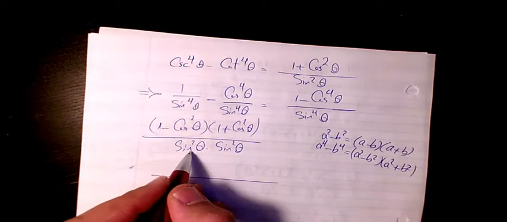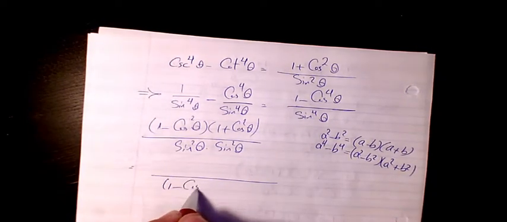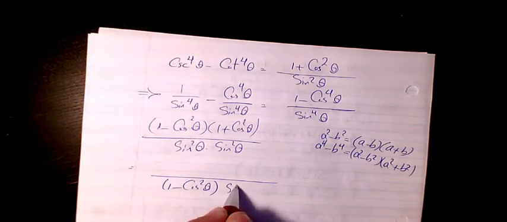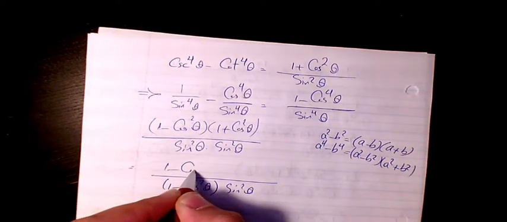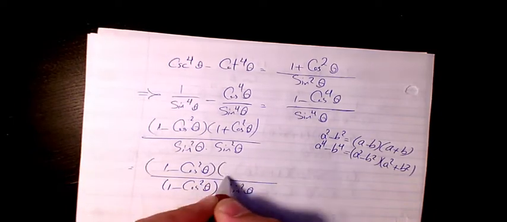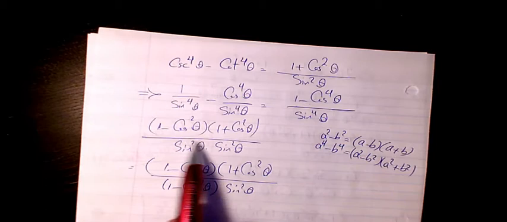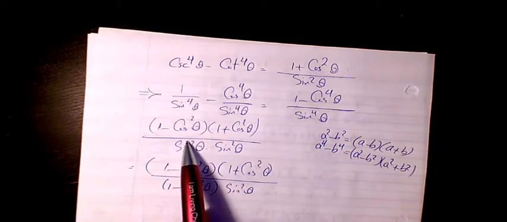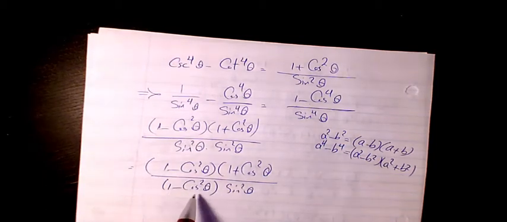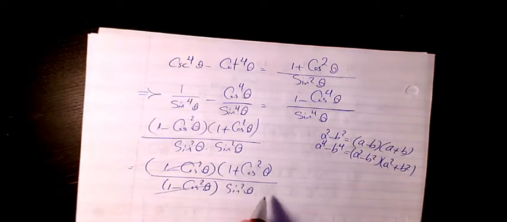And next step, instead of sine squared theta, I can write 1 minus cosine squared theta times sine squared theta, 1 minus cosine squared theta, 1 plus cosine squared theta, here and here. Okay, so what I did here, I converted one of these sine squared to 1 minus cosine squared theta. So these two cancel out, they are the same thing.